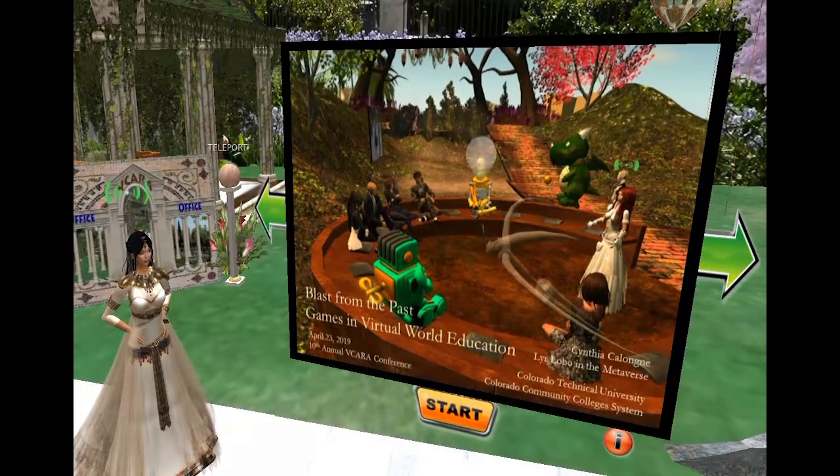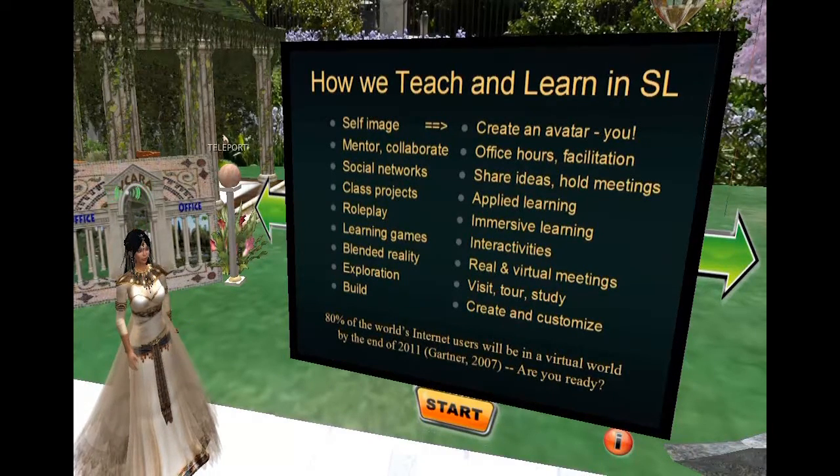On the cover image, you see one of my classes meeting in World. Most of my classes had about 8 to 20 students. I'm Lear Lobo, Cynthia Calongne.